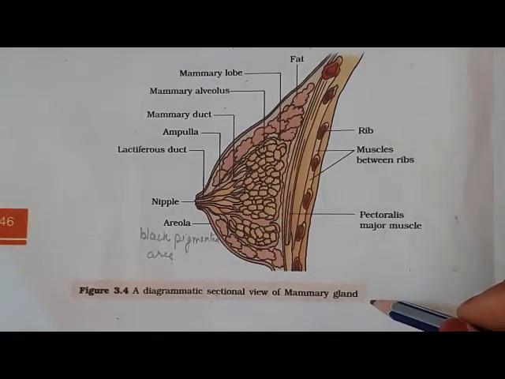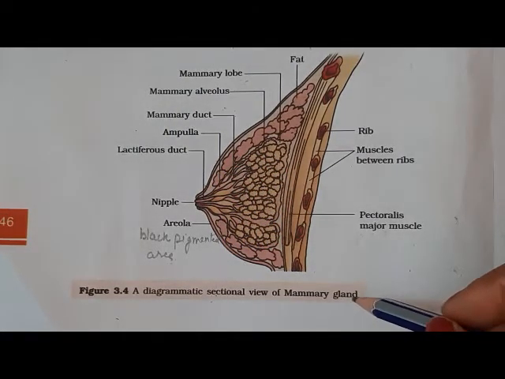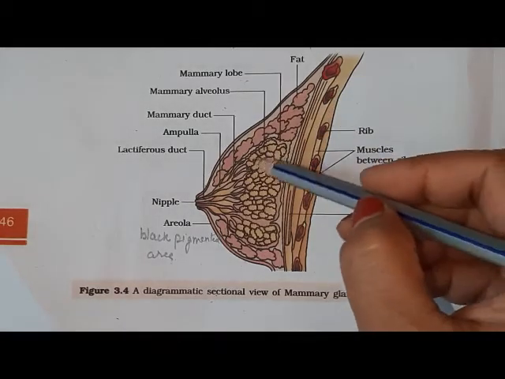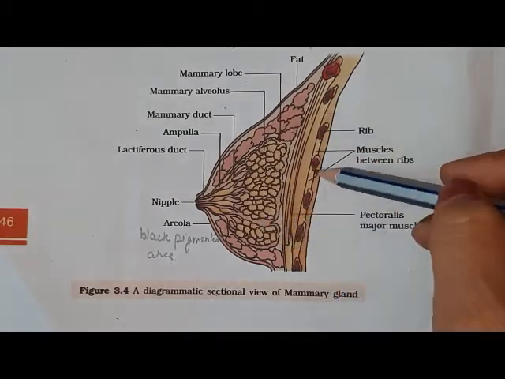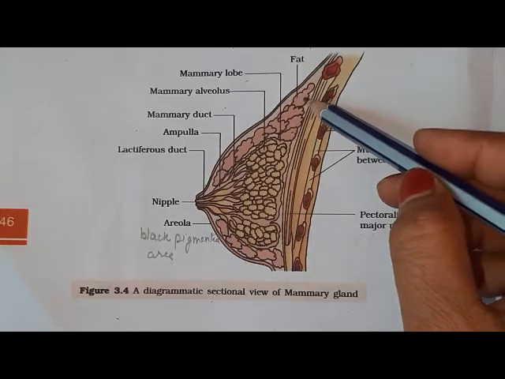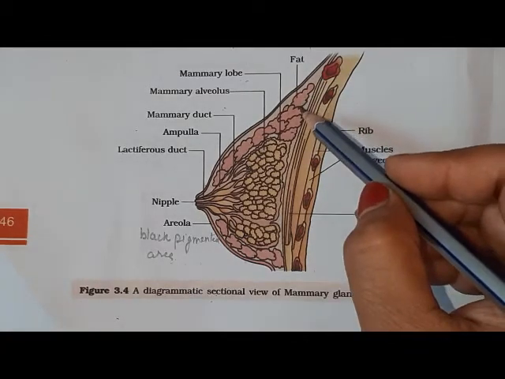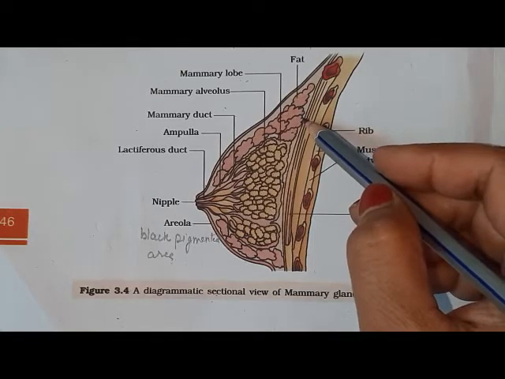Today's topic is mammary gland. This is the topic of chapter number 3 of NCERT book class 12, human reproduction. This is the sectional view of mammary gland. Mammary gland is always in pair in mammals. This is also known as breast.